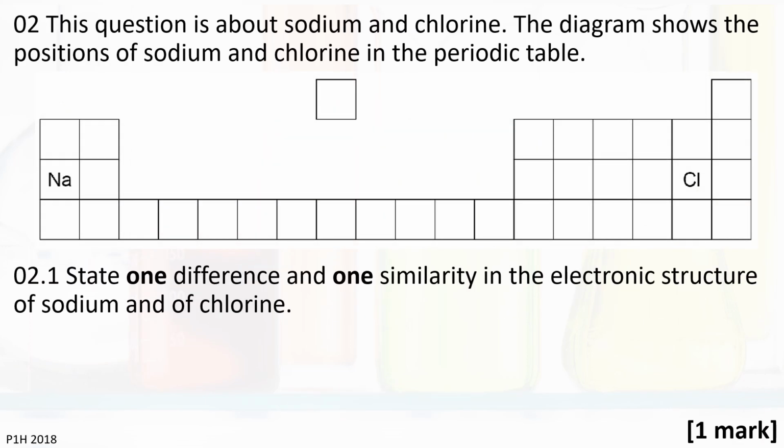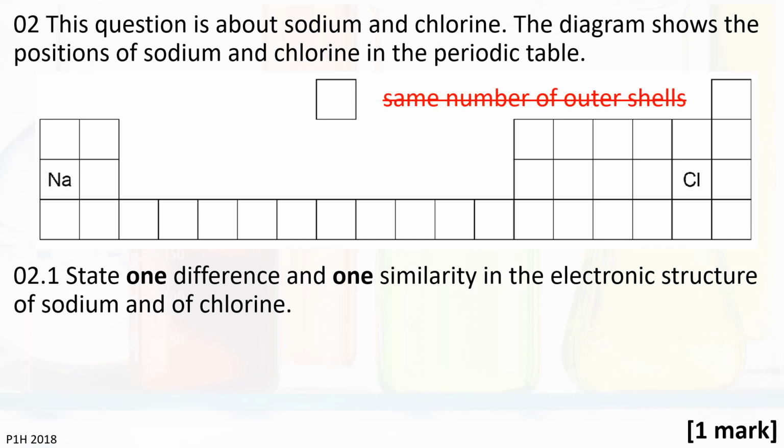Here's the question. This question is about sodium and chlorine. The diagram shows the positions of sodium and chlorine in the periodic table. State one difference and one similarity in the electronic structure of sodium and of chlorine.